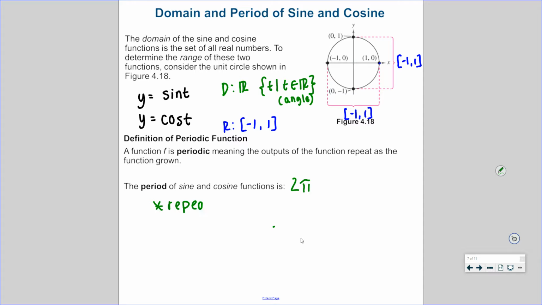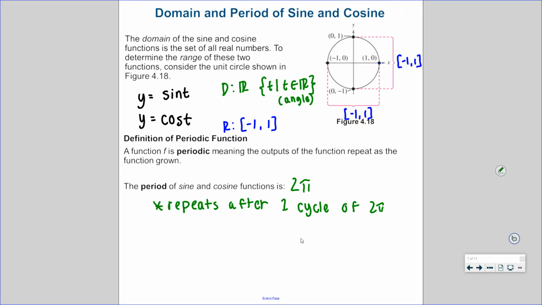It's going to repeat after one cycle of 2 pi. That's what it means by periodic. The outputs of the function just repeat as the function grows. So as the angle gets larger than 2 pi, or you can even do it in the other direction, if it's smaller than 0, like a negative angle, it's just going to keep repeating. We have 2 pi radians in one full cycle, and then it's just going to repeat.